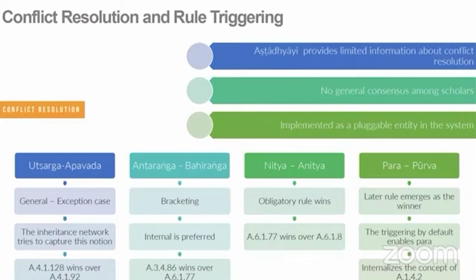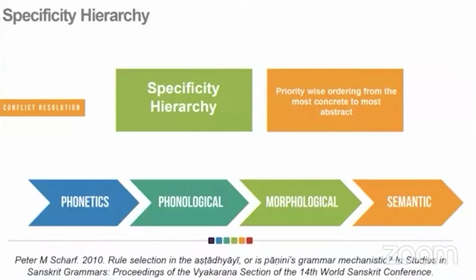If I apply everything, what are the cases that are resolved? Similarly, Professor Peter Shah, in his 2010 paper presented in the Vyakarana section of the 14th World Sanskrit Conference, talked about the specificity hierarchy that can be treated as a way for conflict resolution. You can think about rules that talk about phonetics, the phonological, morphological, semantic, and there is a hierarchy of priority. If you go to higher level rules, they should be preferred over the lower level rules, lower level conditions. So again, we tried to see whether we can apply a specificity hierarchy in our conflict resolution and whether this resolves conflicts.